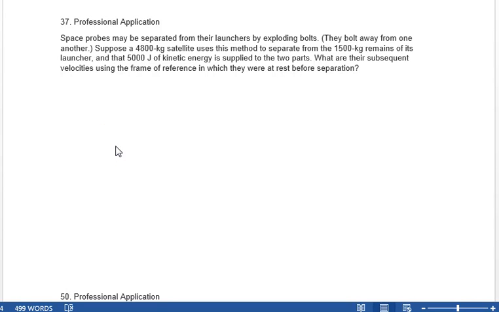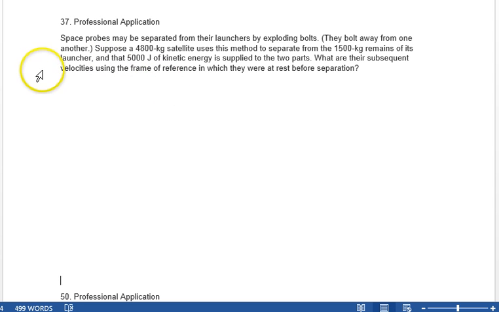37. Space probes are separated from their launchers by exploding bolts. One half of the launcher is a 4,800 kilogram satellite. The other is a 1,500 kilogram launcher module, and the total energy they have after being separated is 5,000 joules.